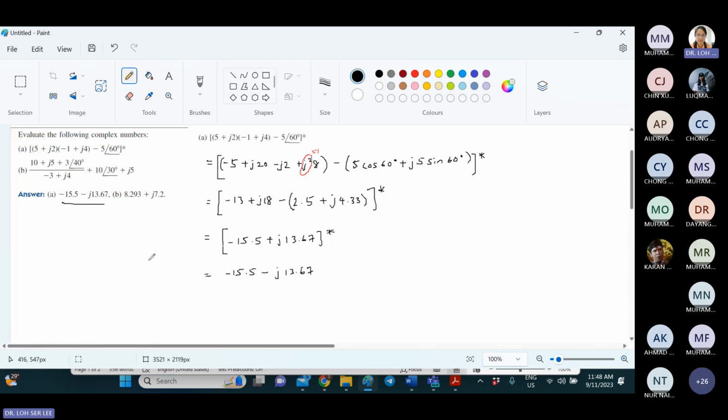Okay, any questions? Madam, the last answer memang kena conjugate eh? Sebab sini kan conjugate. Because of the question. Here. Oh, okay. It wants the conjugate.